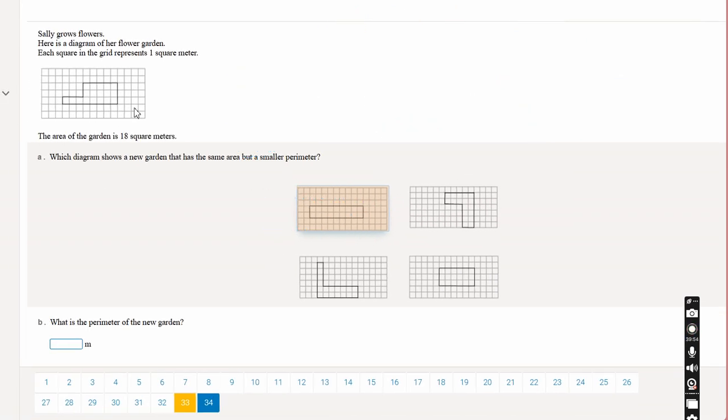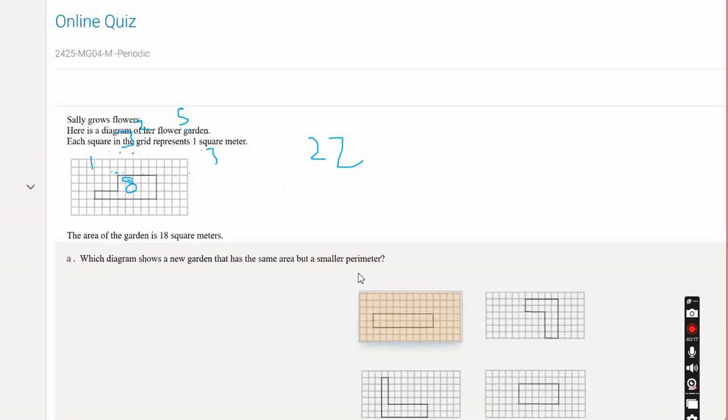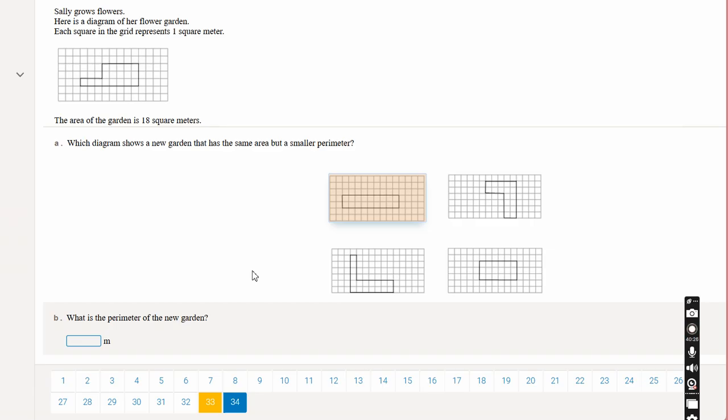Now, if we can choose the above one, we can also check the perimeter of the above one. What will this be? 1, 2, 3, 4, 5. 1, 2, 3. 1, 2, 3, 4, 5, 6, 7, 8. 8 again, and here 1, 2, 3. When you add these, what do you get? And sorry, 2 here. You get 22, right? So in this one, you're getting this. And the bottom one, what is the perimeter of the new garden? What will you be getting as the perimeter of the new garden? It will be, let's check. What is the perimeter?